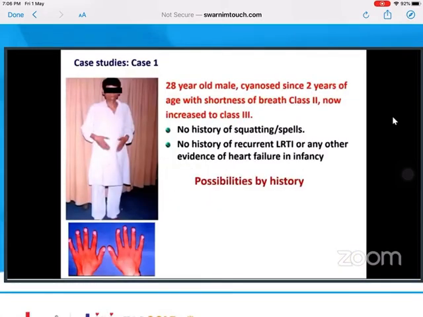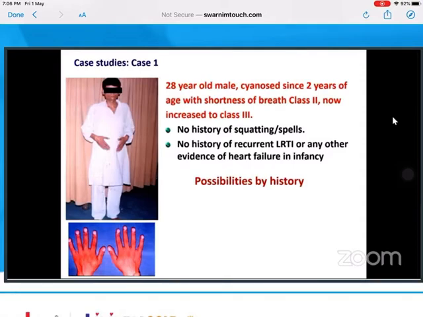So I would give you a couple of cases as we go. This is a 28-year-old male, cyanosis since 2 years of age with shortness of breath, has been class 2, but now recently has become class 3. There is no history of squatting or spells. There is no history of recurrent LRTI or any evidence of heart failure in infancy.